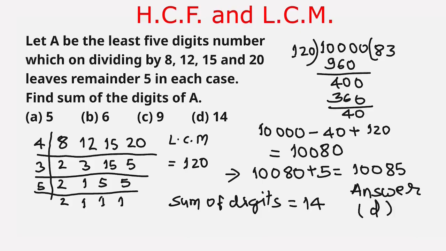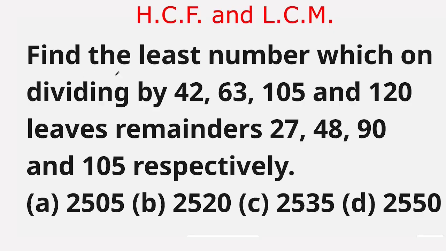We go to the next question. Our question is, find the least number which on dividing by 42, 63, 105 and 120 leaves remainders 27, 48, 90 and 105 respectively. The given options are option A, 2505, option B, 2520, option C, 2535, option D, 2550.